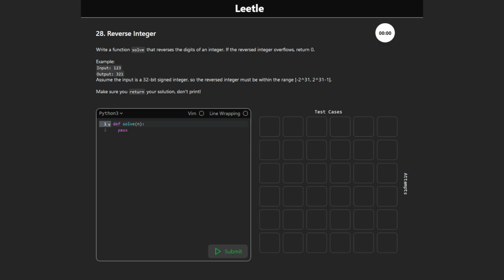Interesting. That's a tricky one, isn't it? To reverse an integer. Is there some way that I could, like... It's not impossible, but it's a little bit weird.